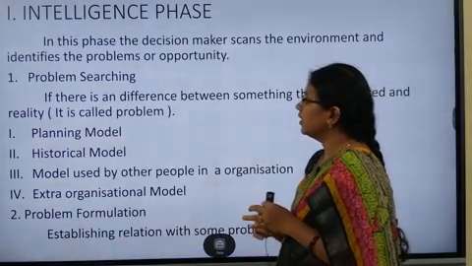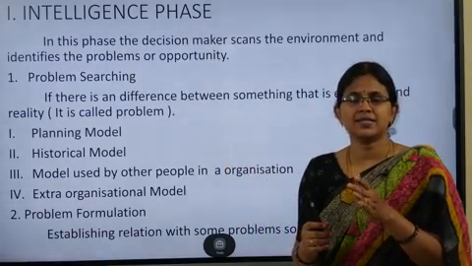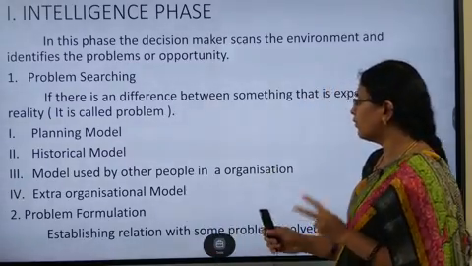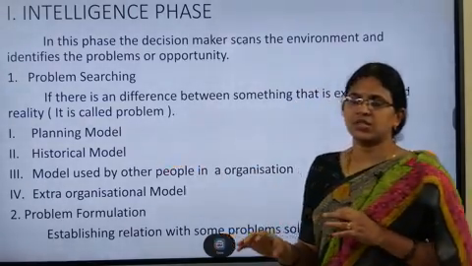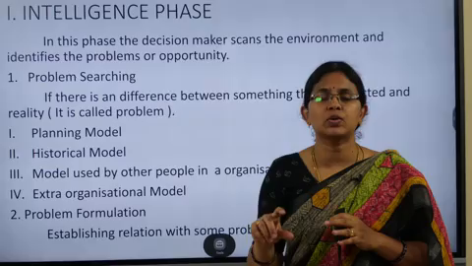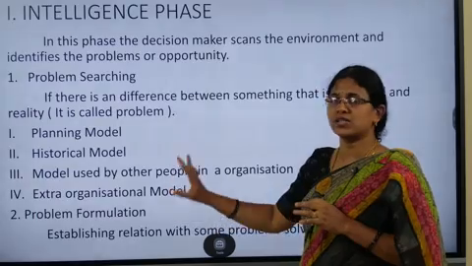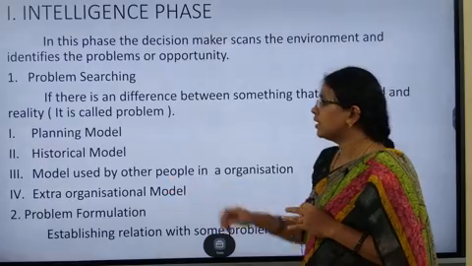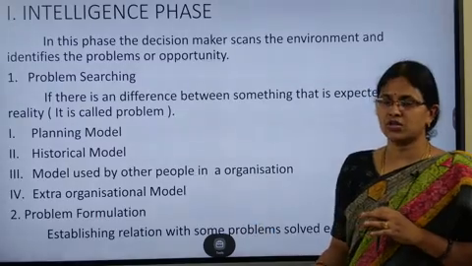In the intelligence phase, as already discussed, we have two steps: the first is problem searching and the second is problem formulation. In problem searching, when there is a difference between the actual and the desired outcome, we find it using four models in the organization. The first is the planning model, the second is the historical model, the third is a model already used by someone else, and the fourth is the extra-organizational model.